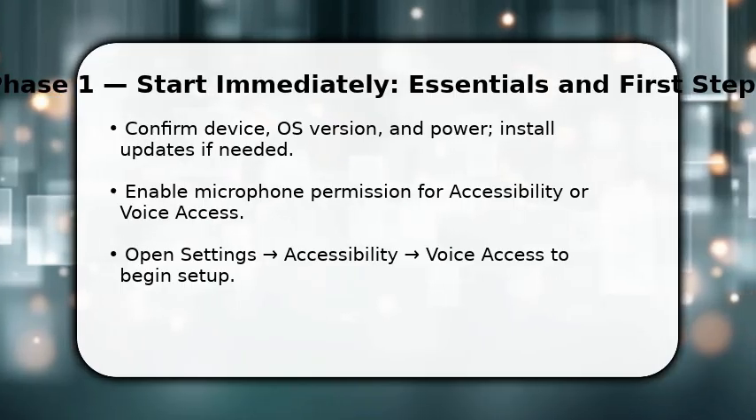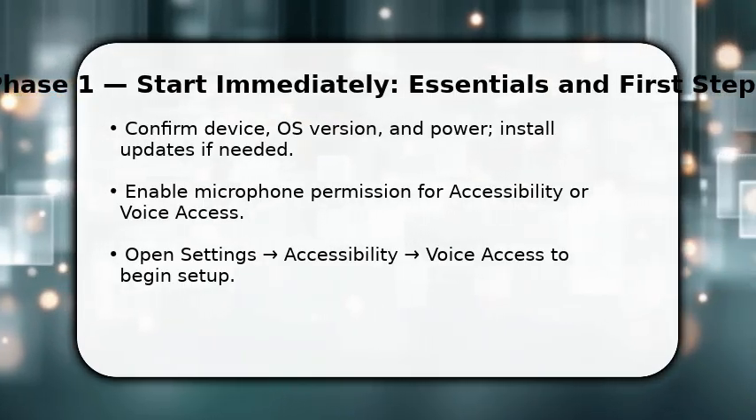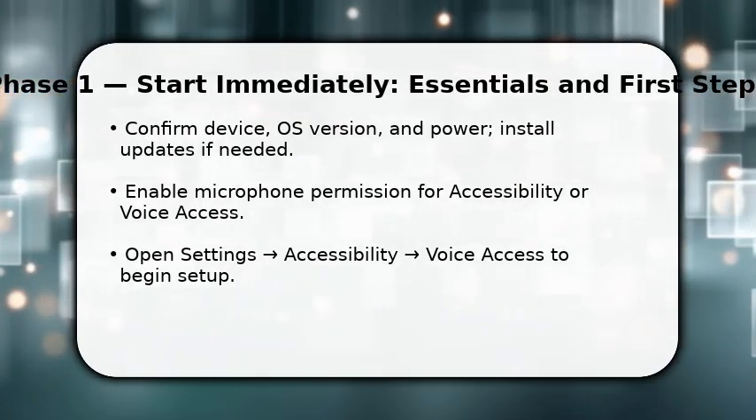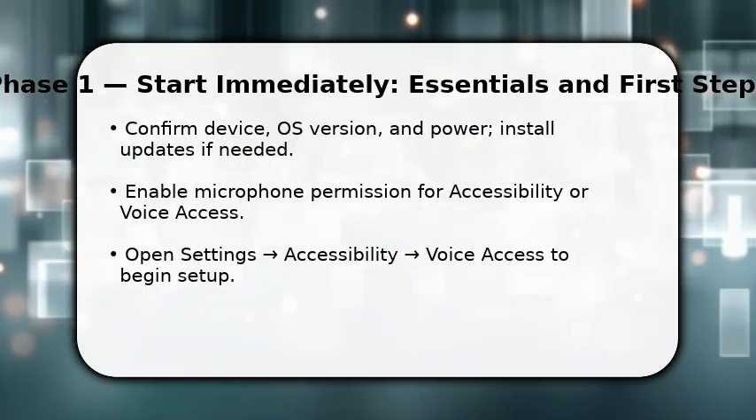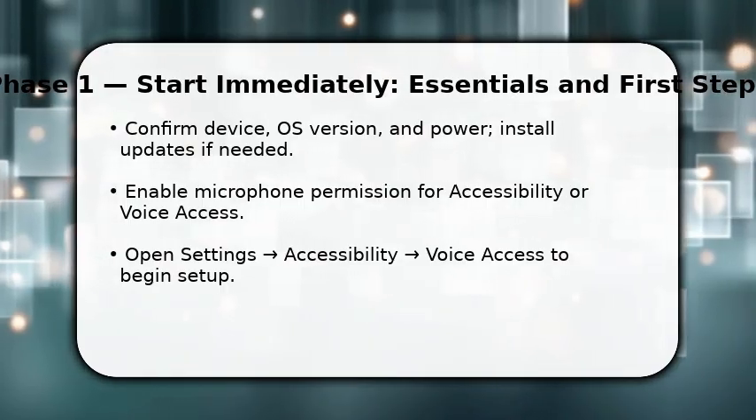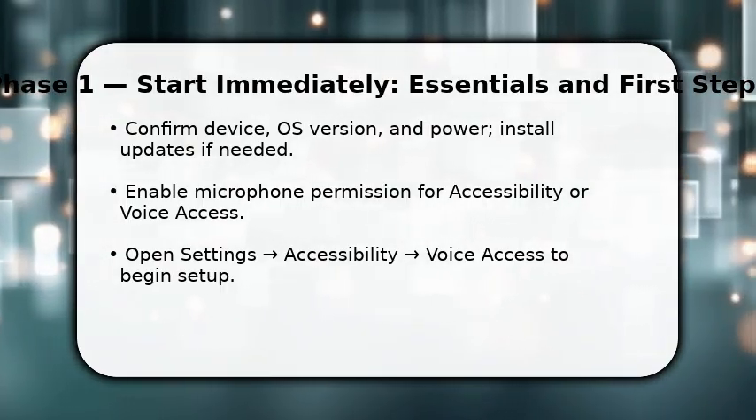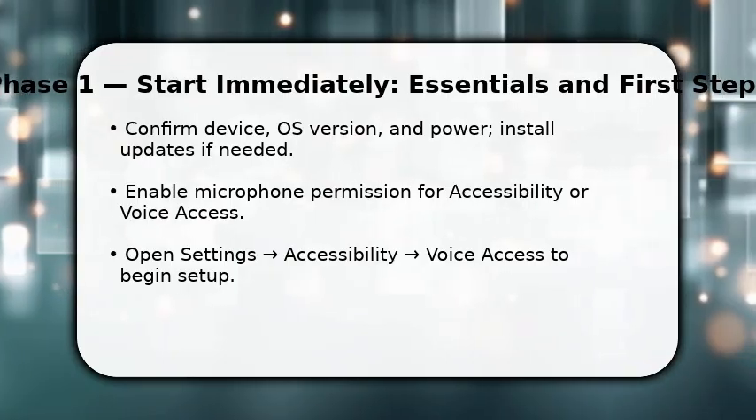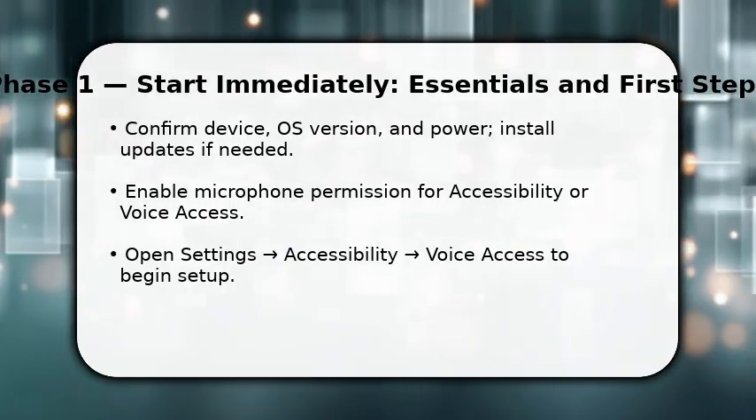You start by confirming the essentials: device, OS, and microphone access so voice access can run. Once done, open settings and go straight to accessibility. Make sure the accessibility menu shows voice access. Give the microphone permission when prompted, because without it the system can't hear your commands.